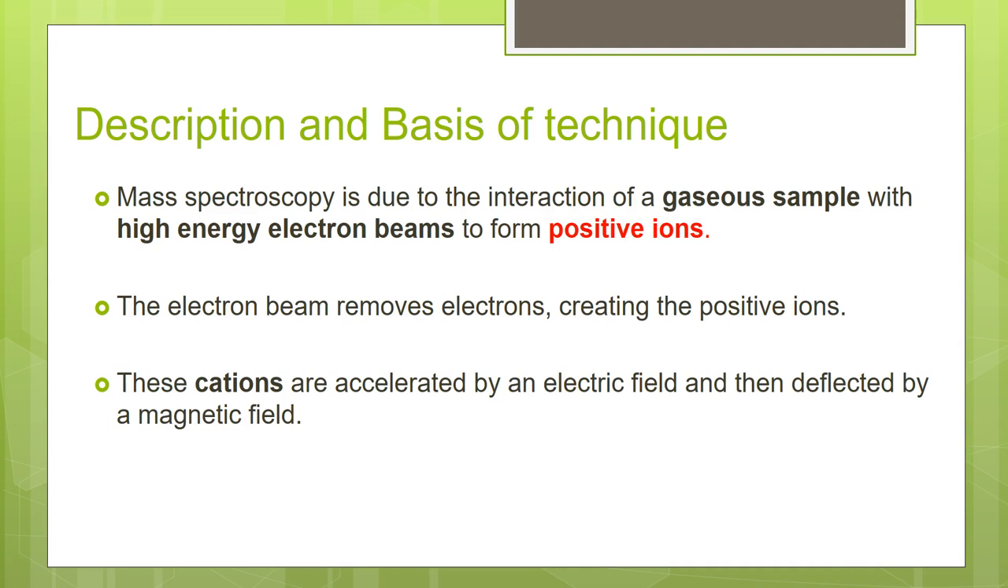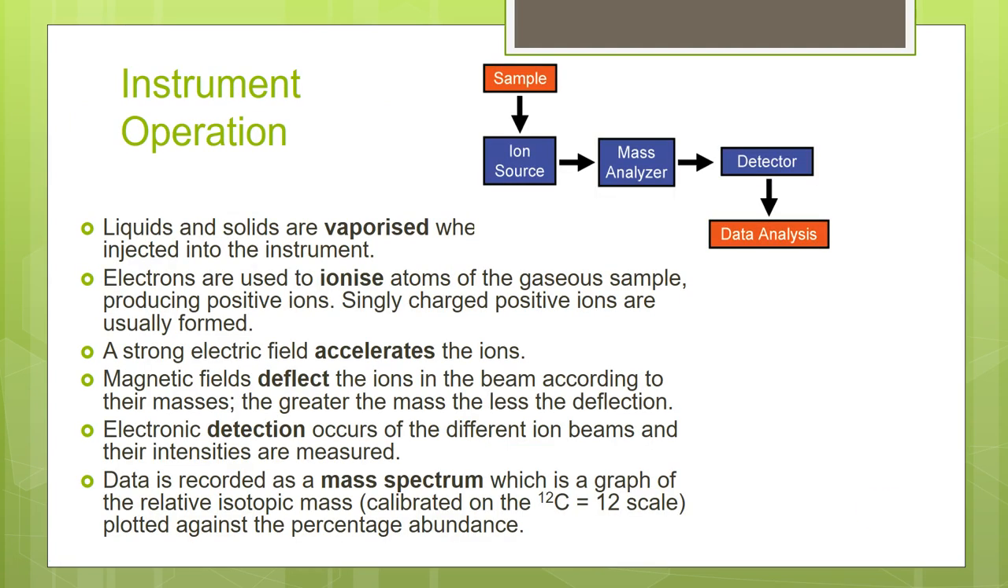So essentially in mass spectrometry, we always have a gaseous sample and we have high energy electron beams to form positive ions. It's critical that we remember the positive ion part of it. One of the most common errors in exams is forgetting to show that the species responsible for the line or the signal that we see in the spectrum is actually a positive ion, and we need to identify that when we identify the fragments. So because this removes an electron, creating a positive ion, the cations are then accelerated by the electric field and deflected, as you may remember.